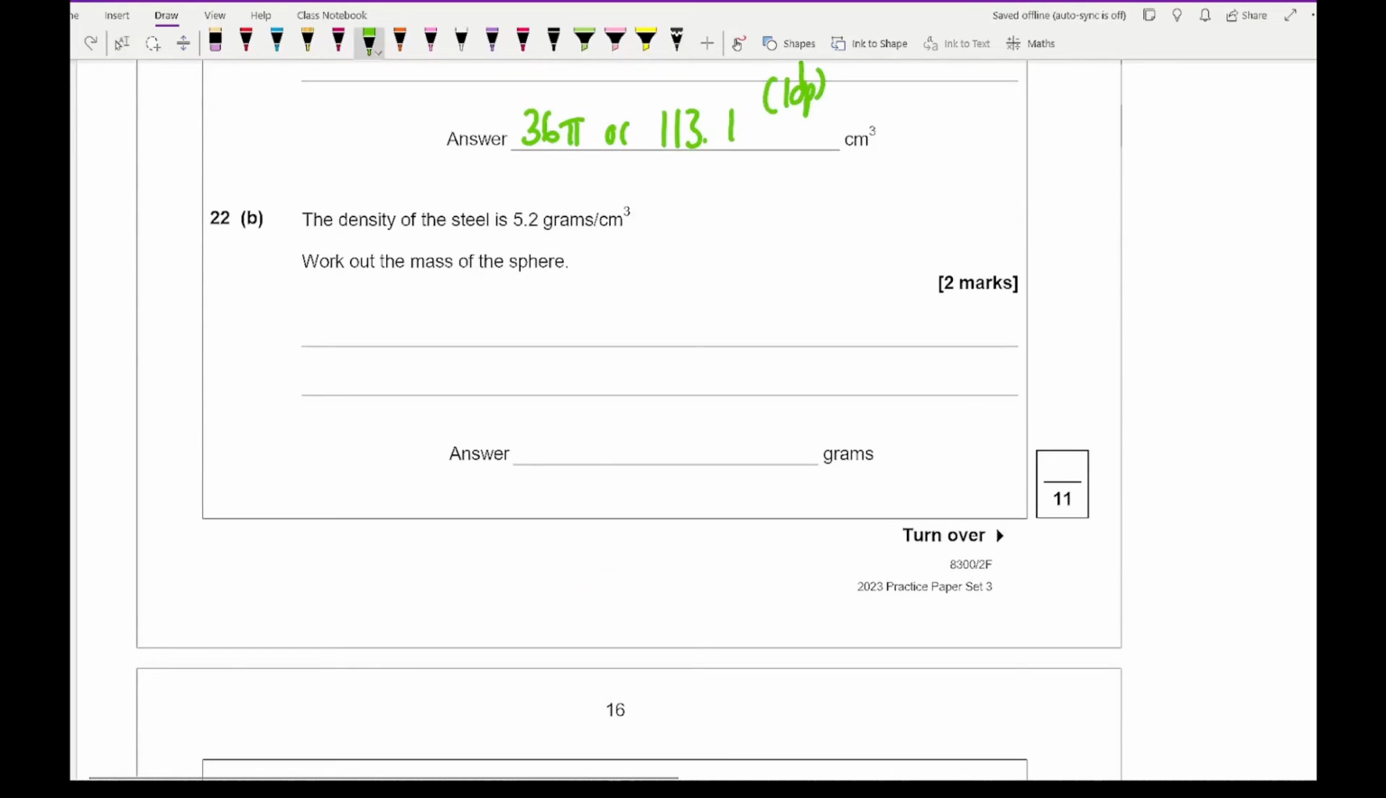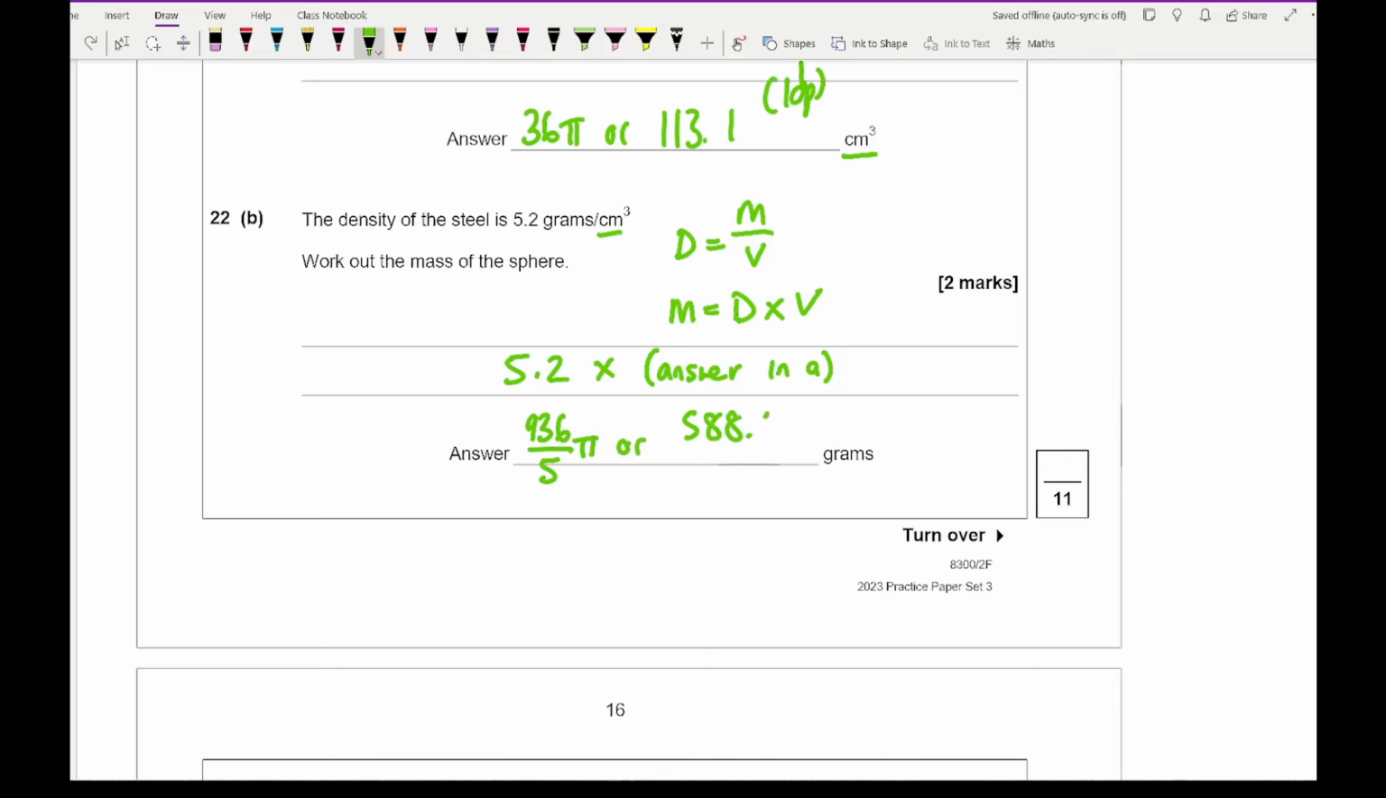Then the density of the steel is 5.2 grams per centimetre cubed. Work out the mass of the sphere. So here the formula for density is mass over volume. So then the formula for mass is going to be density times the volume. Now I just want to check to make sure that the units are the same, which they are. So it's just going to be 5.2 multiplied by your answer in part A, which if I type that into my calculator, I either get 936 divided by 5 pi, or I get a decimal answer of 588.1, and that's to 1 decimal place.